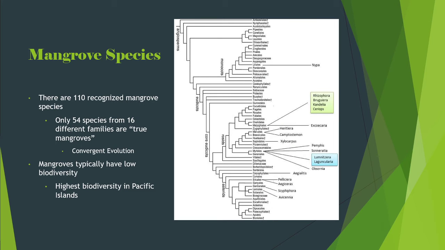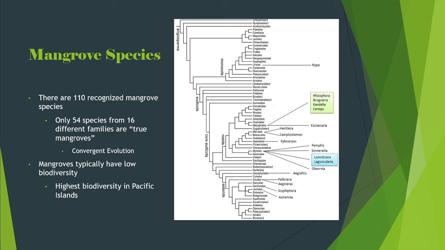There are over 110 recognized mangrove species, however, only 54 of them are true mangroves. Mangrove is a term that can typically be misconstrued as other types of coastal plants that share the same type of traits that mangroves do. However, mangroves specifically, as true mangroves, will typically be found in those brackish and coastal waters and have the complex salt filtration system and root system. Again, they typically have a low biodiversity, however, there is high biodiversity within the Pacific Islands where mangroves grow.